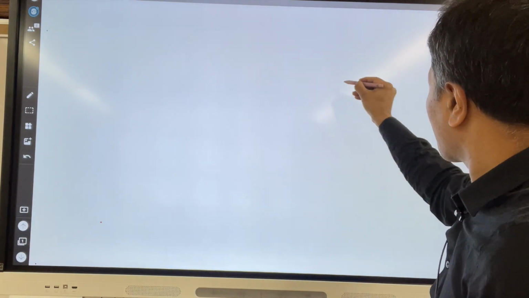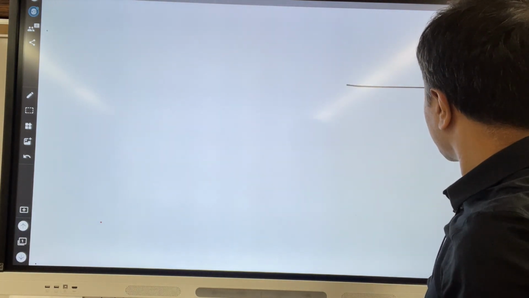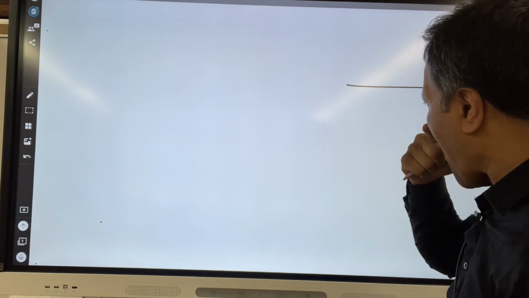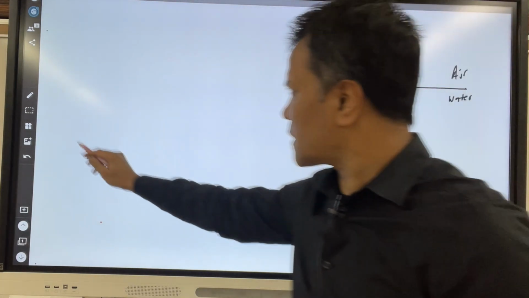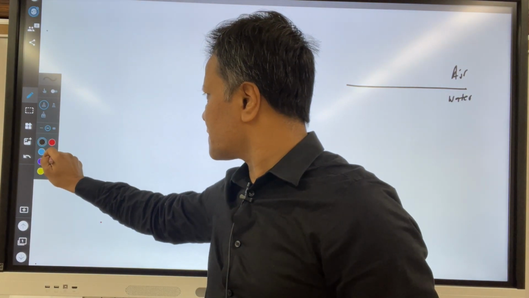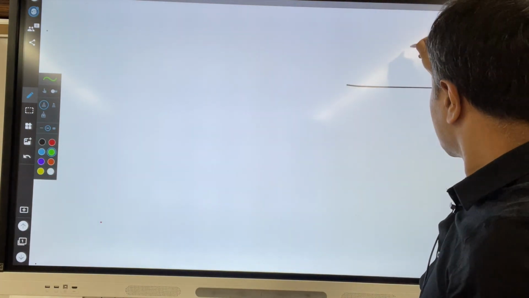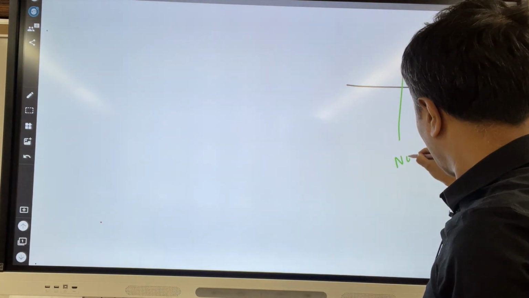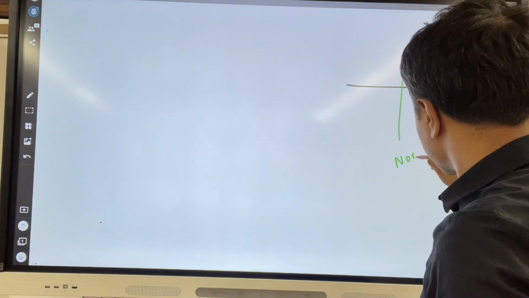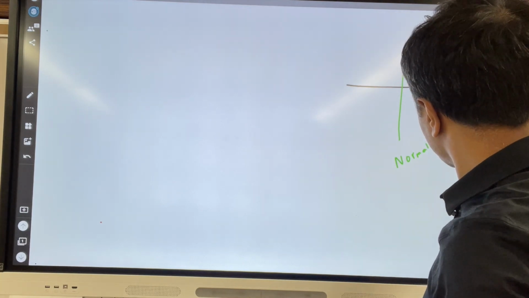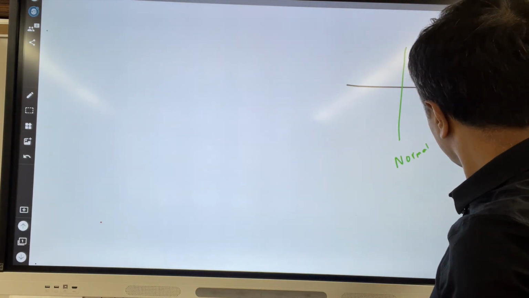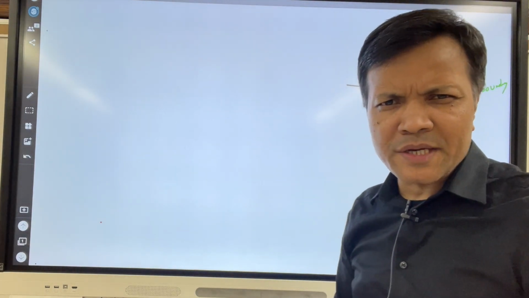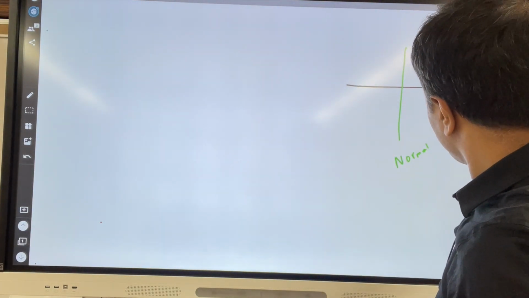So I'm going to have the air and I'm going to have water, right? And then let's draw a normal line. Please do not call it a green line. This is a normal line. Why is it a normal line? Because it is perpendicular with respect to the boundary. We're going to call it the boundary. Boundary of what? Boundary between two mediums, the air and the water.